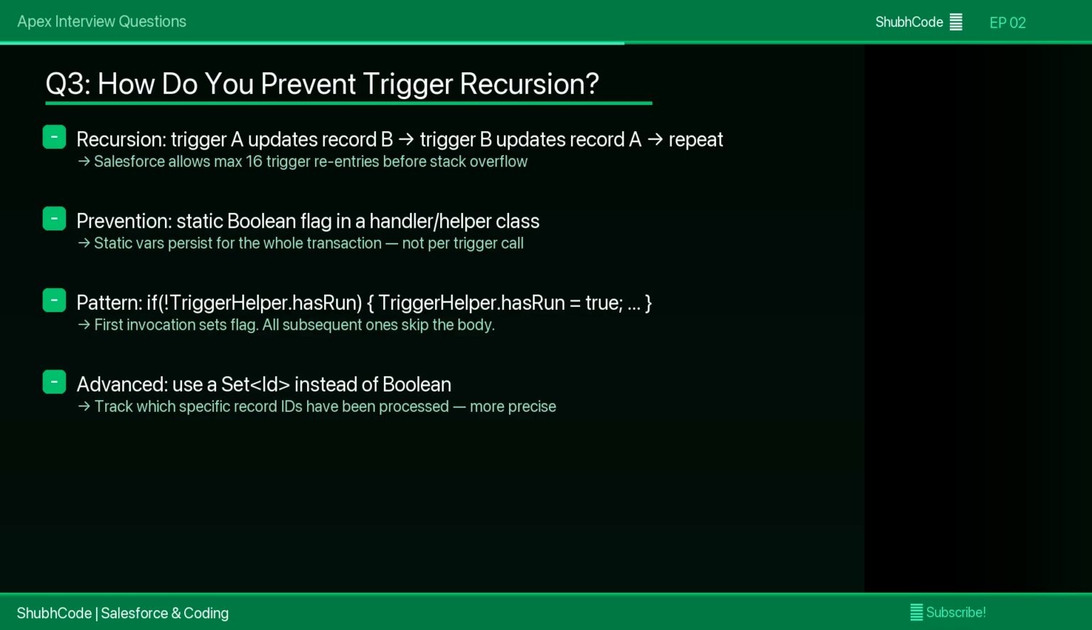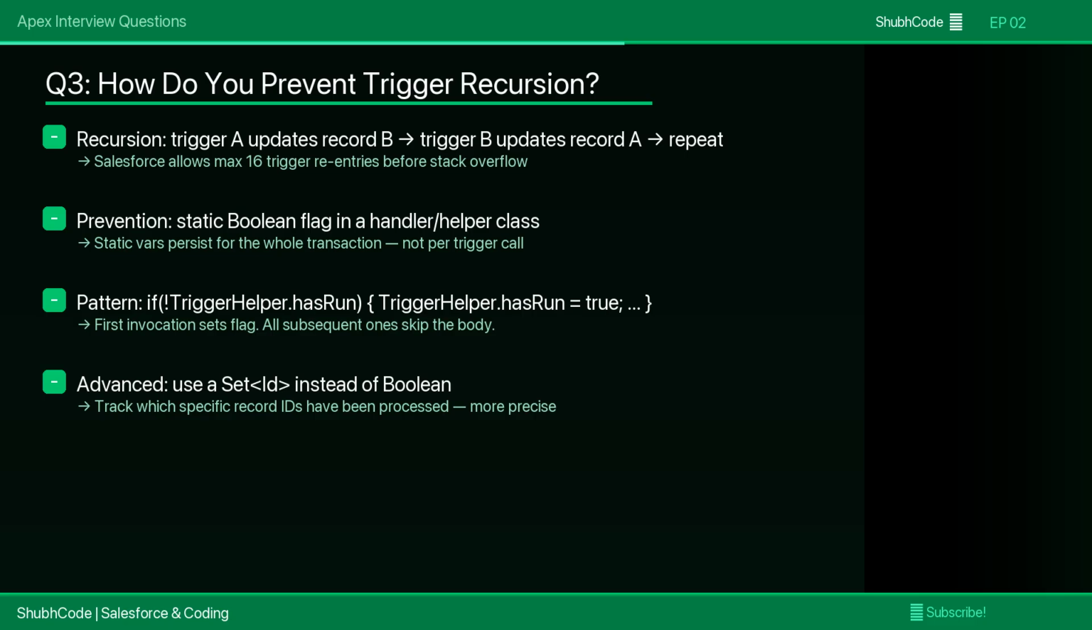The standard prevention pattern is a static Boolean variable in a handler class. A static variable persists for the entire transaction, not just one trigger invocation. At the start of your trigger, check: is this Boolean already true? If yes, we've already been here. Skip the trigger body. If no, set it to true. Run your logic. This ensures your trigger logic runs exactly once per transaction, regardless of how many times the trigger itself fires.